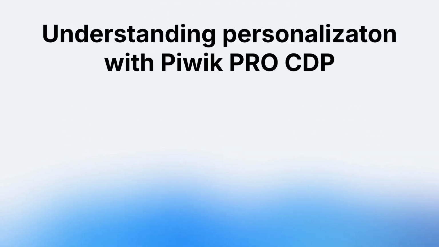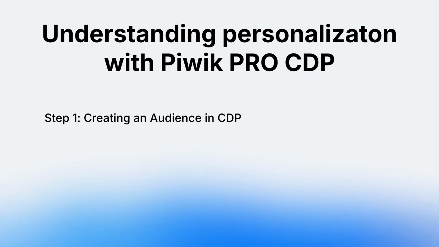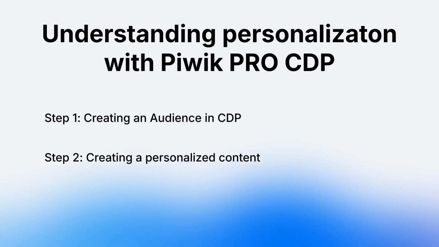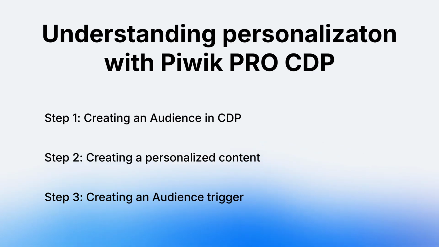Okay, let's dive in. What are the main steps in personalizing content using Piwik PRO CDP? First, we need to create an audience or audiences in the CDP. Step 2, create personalized content and wrap it up in a tag manager tag. So we're going to be using CDP and tag manager. Step 3, create a trigger for that tag to specify under what conditions the personalized content will be displayed.